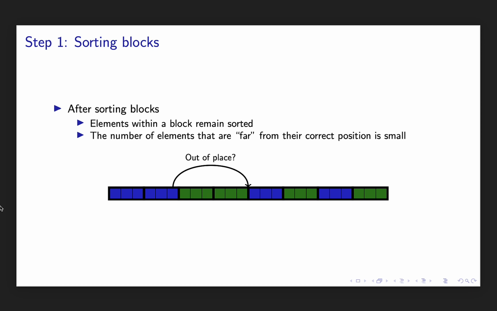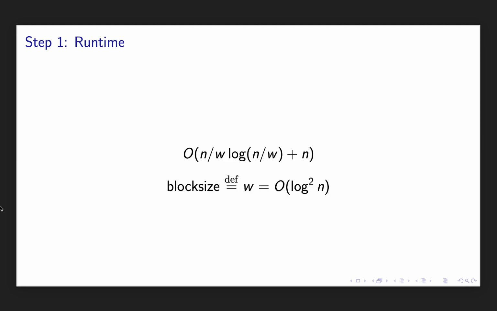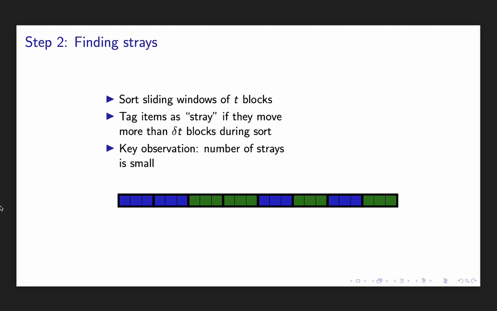And we prove this rigorously, that there aren't too many elements that can be very far out of place, or what we call stray. And this whole sorting by blocks procedure takes order of n over w log n over w plus n secure operations. And we're going to set the block size w to be about order of log squared n. And the next step is to now find these elements that are stray or very far out of place.